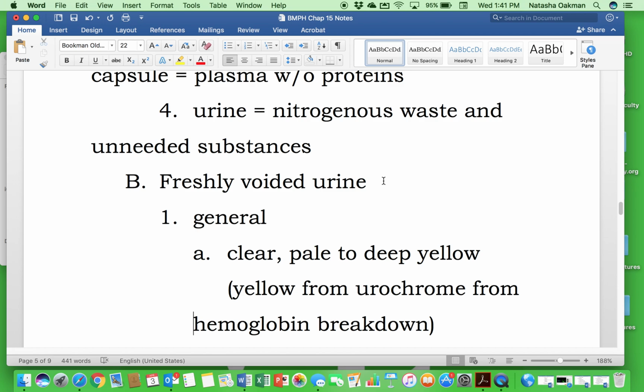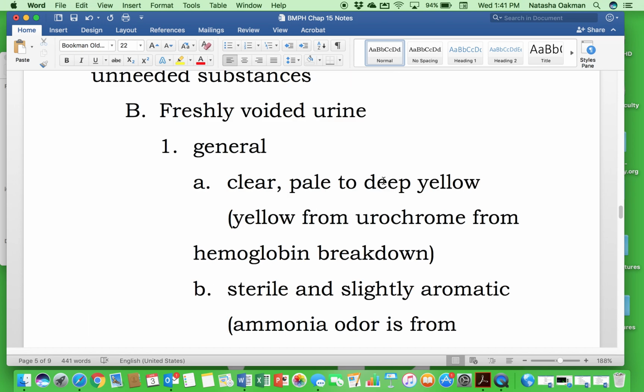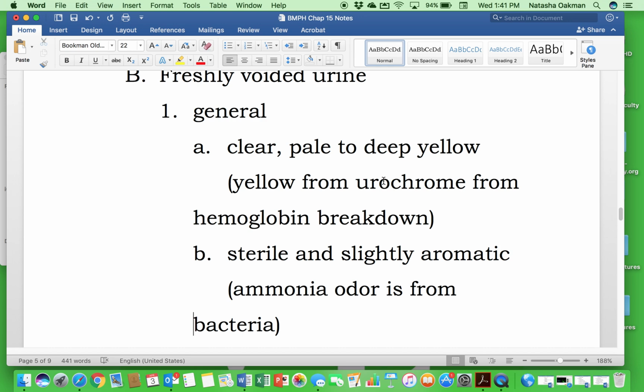Now, once again, we're talking freshly voided urine. So when it first comes out of you, it is sterile and only slightly aromatic. Where it gets that nasty smell, that really high ammonia smell, is when the bacteria start working on it. That's what we associate with the urine smell. Once it's out of the body, it's free reign for bacteria to start working on it and produce that awful smell.